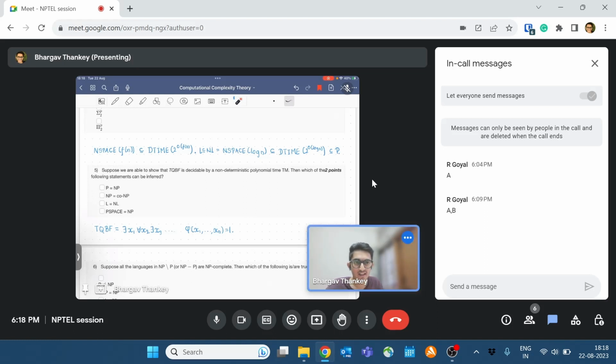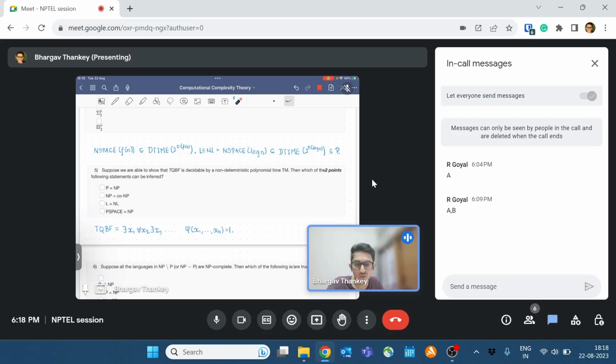So at least this argument does not tell you that TQBF equals Sigma i, or that TQBF is contained in Sigma i. All we need for this problem is that TQBF is complete for PSPACE.